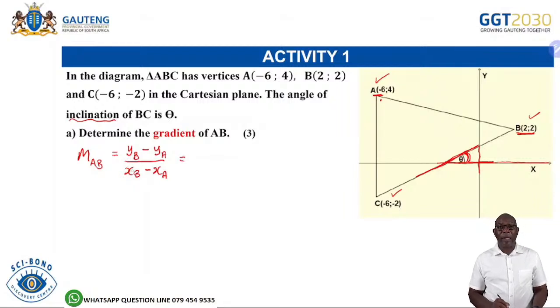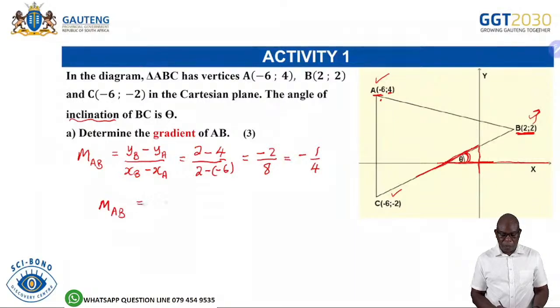So if I say y at b, it means that I go to the b coordinate and locate the y value there. So the y value is 2. I go to the a coordinate, I locate the y at a, which is 4. Then I go to the x at b, which is 2. And then I go to x at a, which is -6. Remember, the formula has got a negative. So I'm going to get -2 over 8, because negative times negative gives us a positive, 2 plus 6 is 8. And the simplified answer will be -1 over 4. So the gradient of AB is going to be -1 over 4.